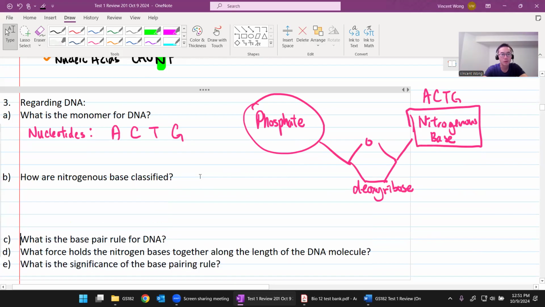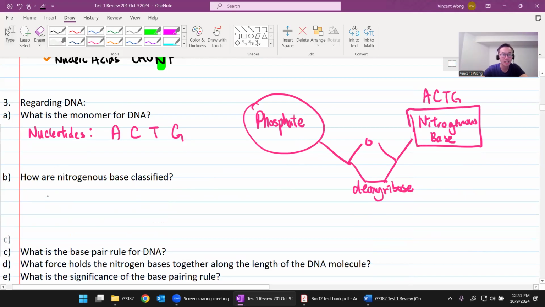How are the nitrogenous bases classified? They can be purines, which I'm sure you remember are A and G, 2 rings, and pyrimidines, which are T and C, that's 1 ring.